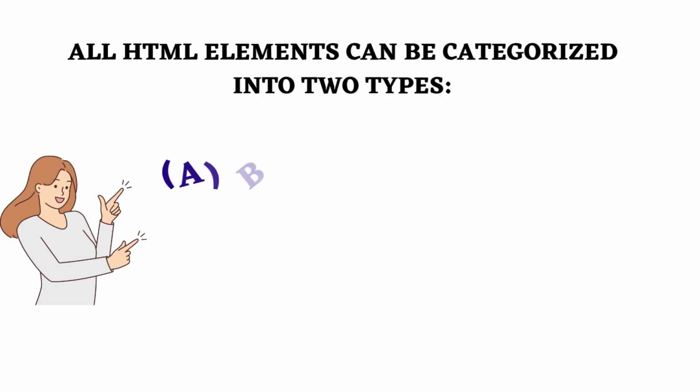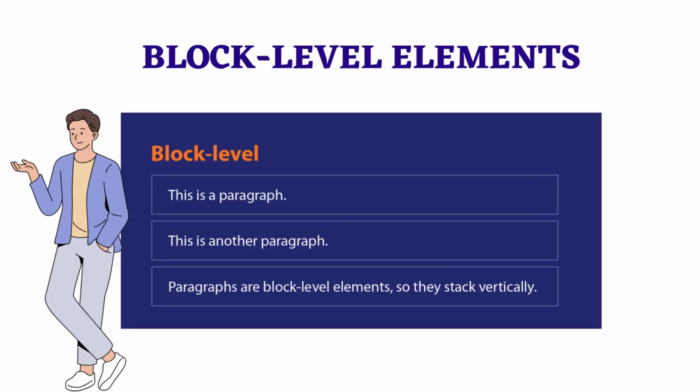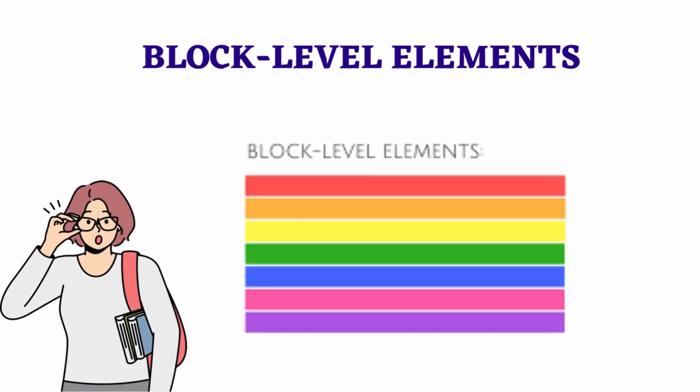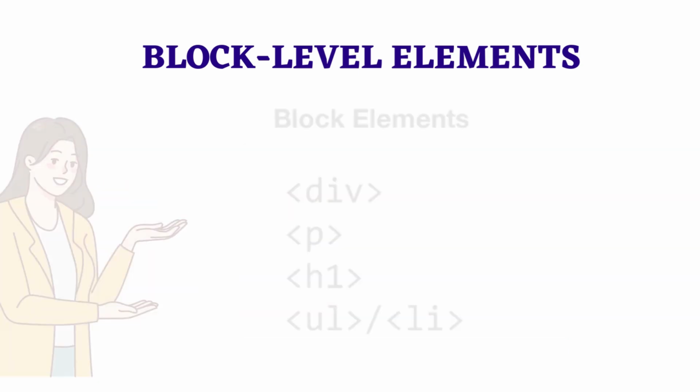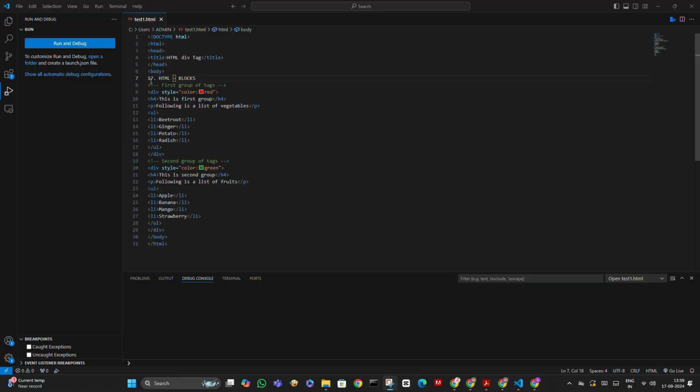All HTML elements can be categorized into two types: block level elements and inline elements. Let's start with block level elements. These elements always appear on a new line and take up the full width available. In other words, they create a line break before and after them. Some common block elements are p, h1, ol, ul, and div. Here's an example of some block level elements in action.